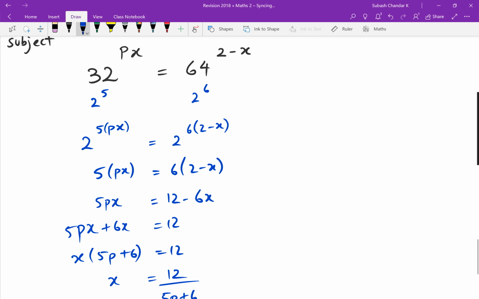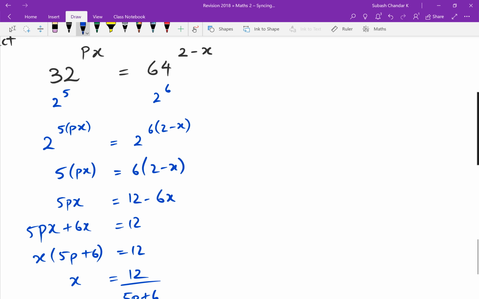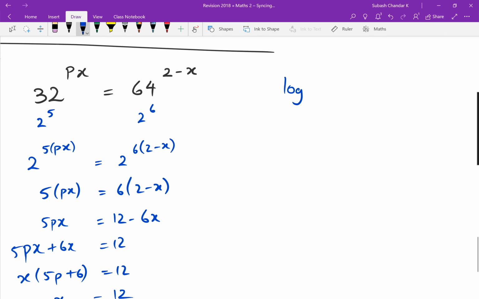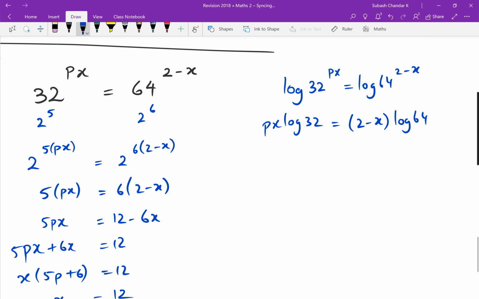If you're doing logs, it's still going to be the same thing. But I think it's going to be a little bit more work with logs though. But I'll show you guys. So this would be log 32 to the power of px equals log 64 to the power of 2 minus x. So you've got px log 32. Man, that is a lot of work. Or maybe not, because you're still going to end up with this. px is equal to 2 minus x times log 64 divided by log 32.